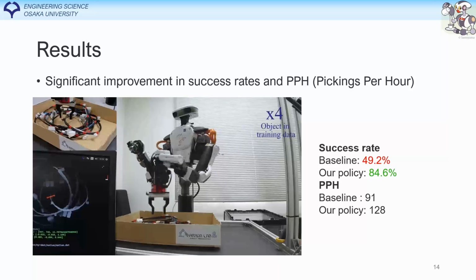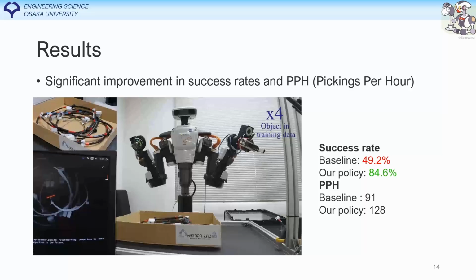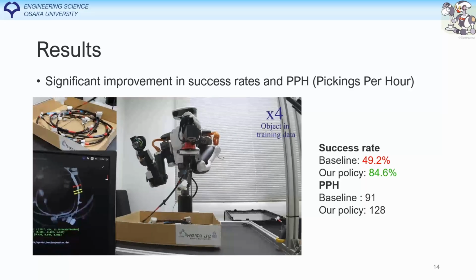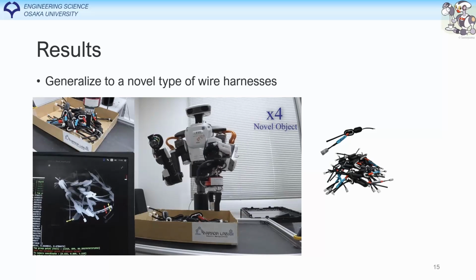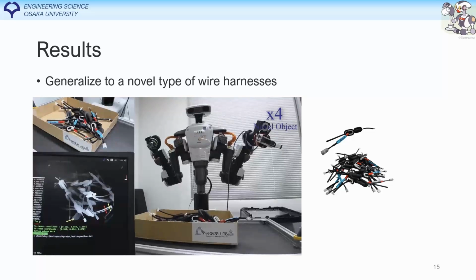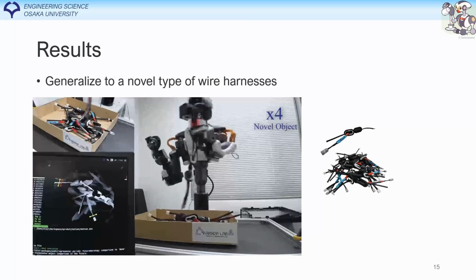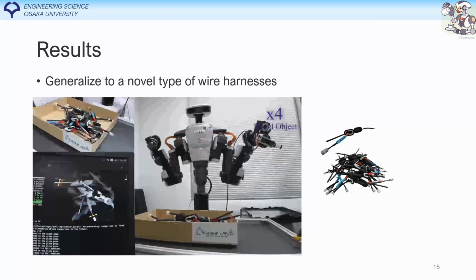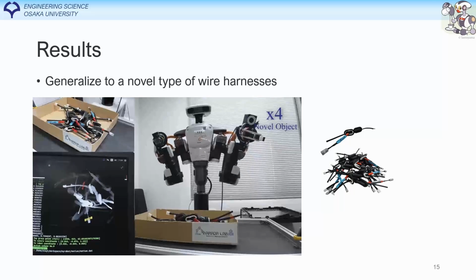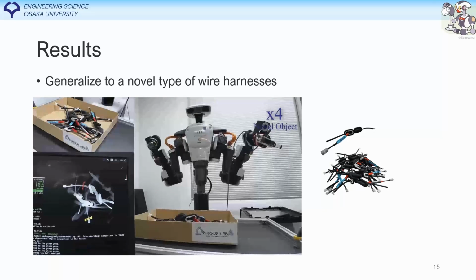We also use bins filled with different number of objects, demonstrating that our policy can handle various entanglement patterns. We also test our policy on a novel type of wire harness. It is different in length and structures, but has similar components. Here's a video showing the consecutive picking task. Our policy can select relatively simple actions under the current observation and ensure a safe picking without entanglement.